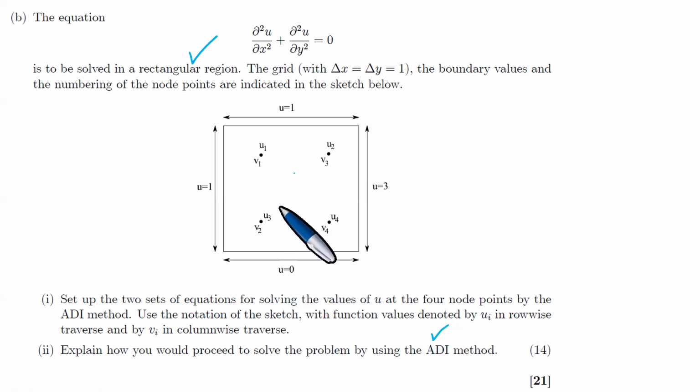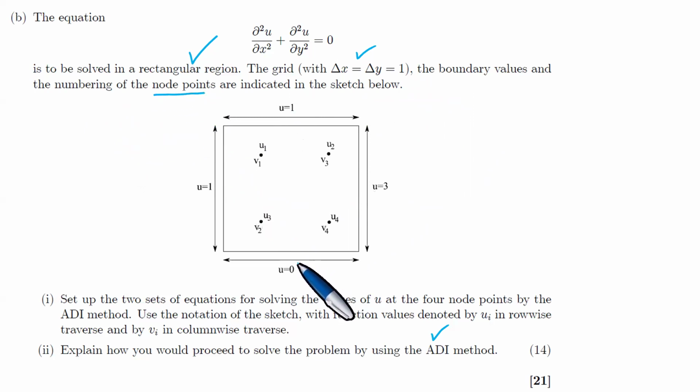But now we have been given this homogeneous differential equation, which is given in the form d squared u dx squared plus d squared u dy squared equals 0. It is to be solved in a rectangular region. The grid has delta x equals delta y equals 1. The boundary values and the numbering of the node points are given in the sketch below.